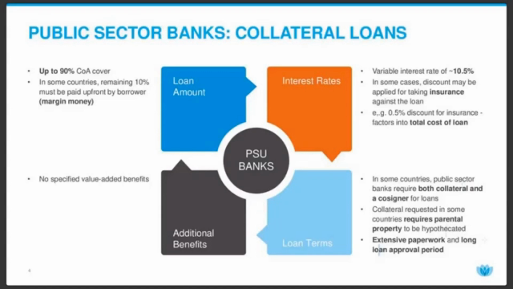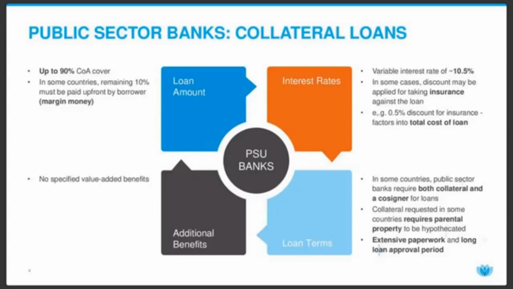Loan terms. So typically, public sector banks will ask for both collateral and a cosigner. So the collateral, like I explained, is typically at least around 100% of the loan amount, or sometimes 125% of the loan amount that you're looking to borrow. And the cosigner is typically also one or both of your parents in most cases, right? So you'd also have to look at not just property.